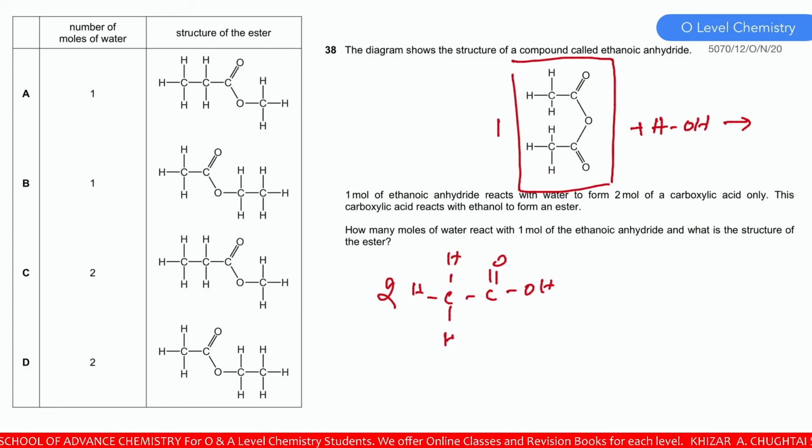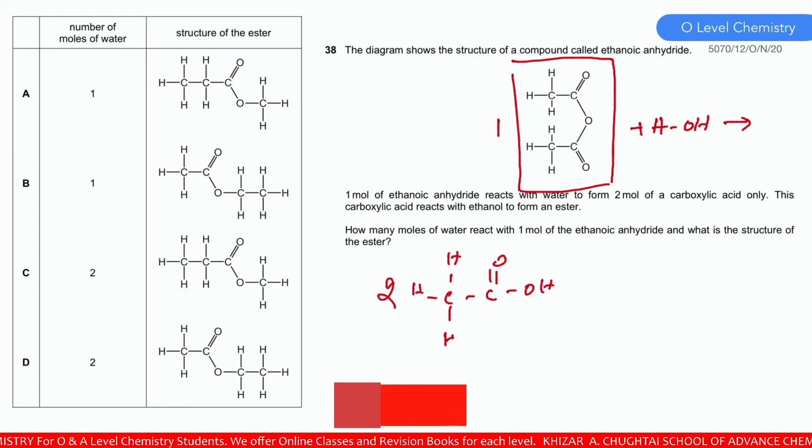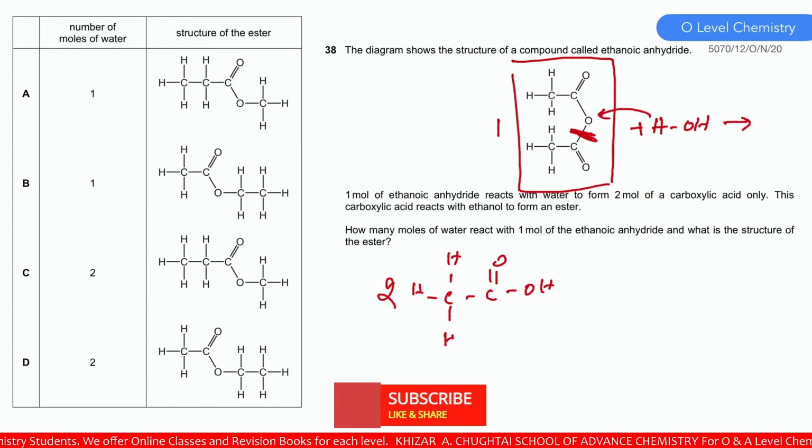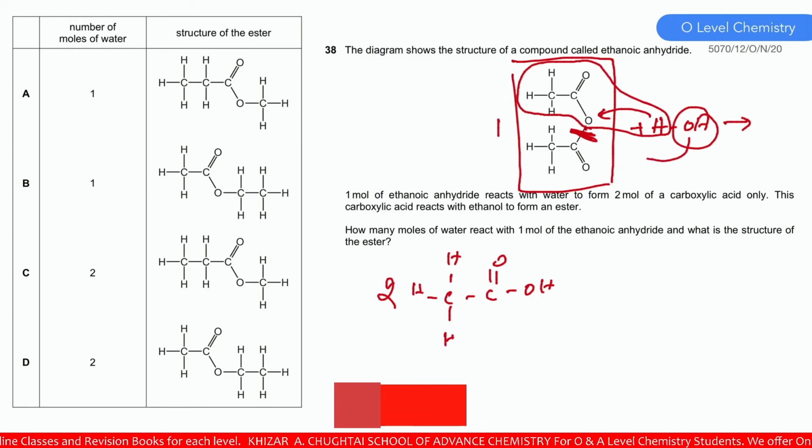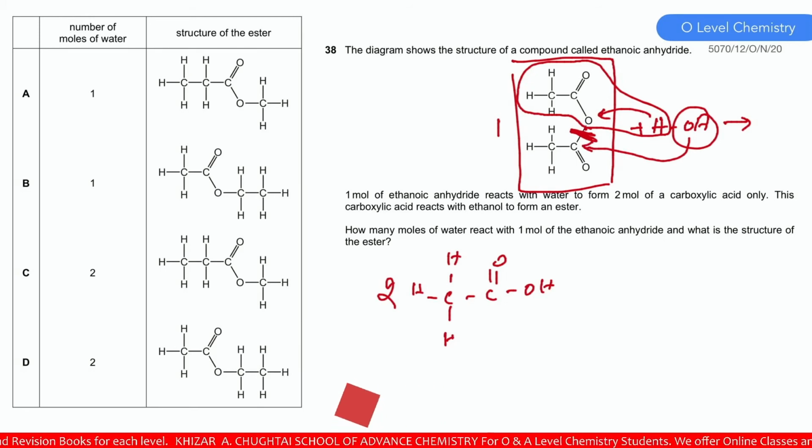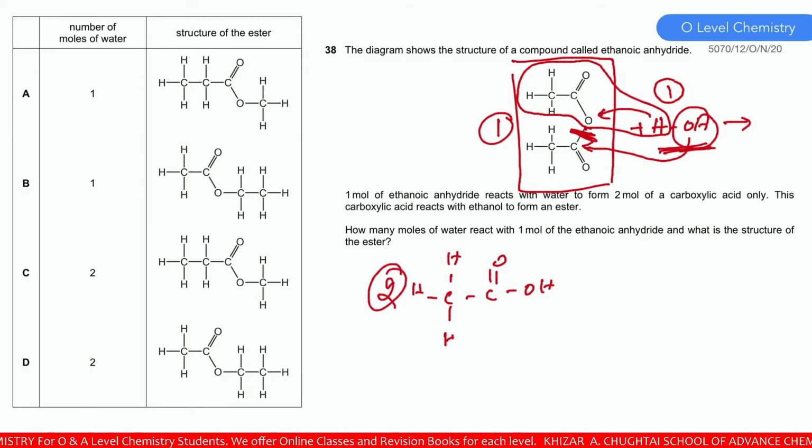As far as your level is concerned, you can call this an ester linkage. If I break it, this H will become part of this oxygen, and this molecule is said to be ethanoic acid, and this OH will be attached to this carbon. Again, the second ethanoic acid is going to form. So 1 mole of this anhydride is going to react with 1 mole of water to give 2 moles of ethanoic acid.